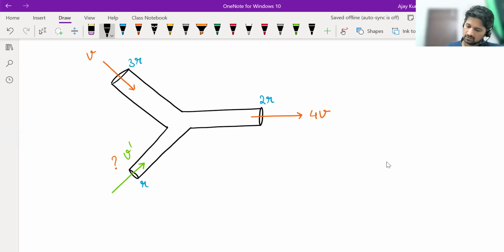Therefore, radius is 3r. So area will be pi into 3r whole square. 3r whole square is 9r square. That's the area of cross section multiplied with v. That is one inflow.